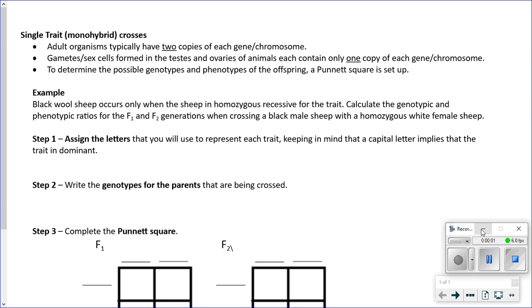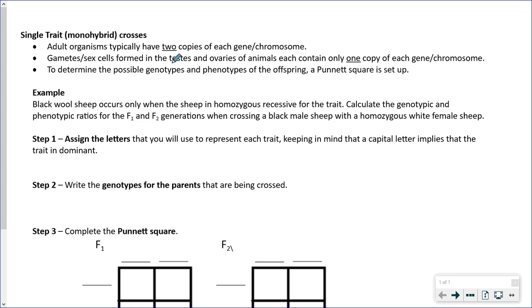Hello folks, this lesson is going to be on single trait or monohybrid crosses. These are the most simple of the crosses, where we're only taking a look at one single trait at a time. And for this example as well, for this particular gene, there are only two different possible alleles, and it is a straightforward dominant recessive relationship. So in reality, it doesn't really get much simpler than this example here.